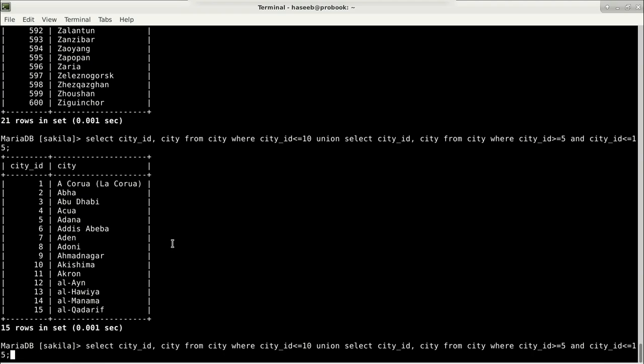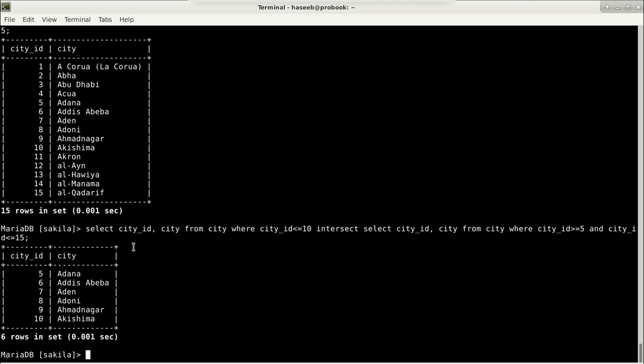However, if you take an intersection, in the first query the intersection was nothing, but now the records 5 to 10 appear in both queries, so they will become the result of the intersection, because they appear in the result set of both queries. So this is how union and intersection work inside queries.